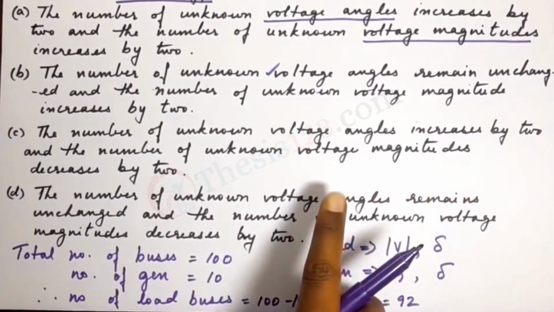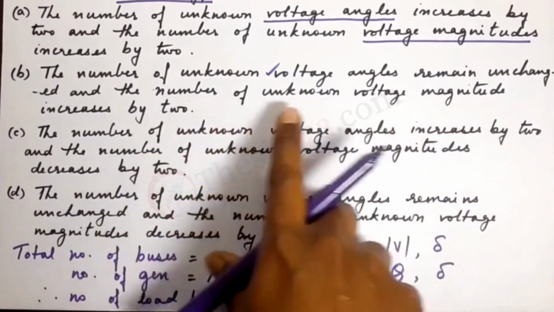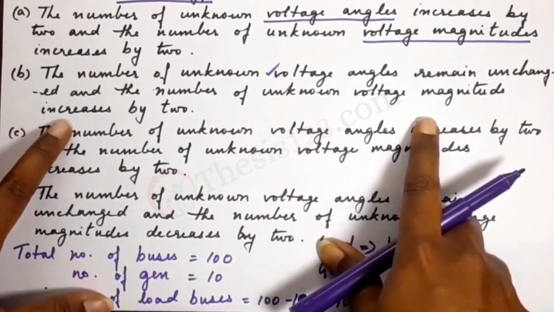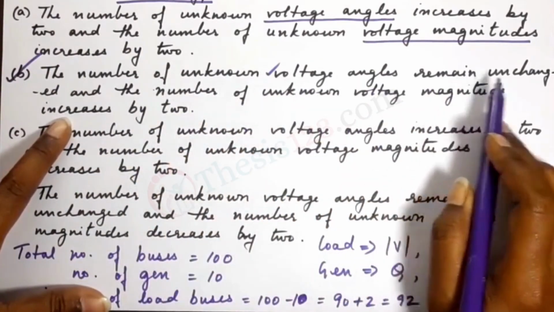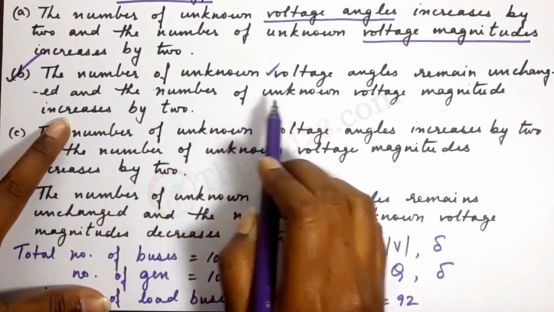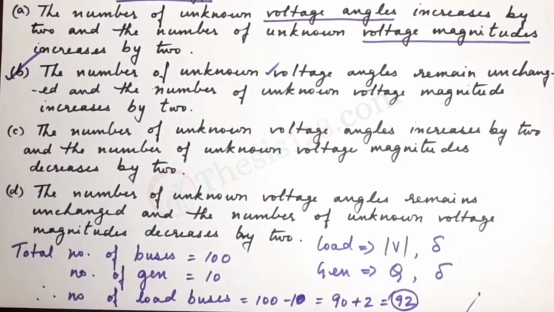So the right option here is B. The number of unknown voltage angles remains unchanged and the number of unknown voltage magnitudes increases by 2. I hope this has helped.